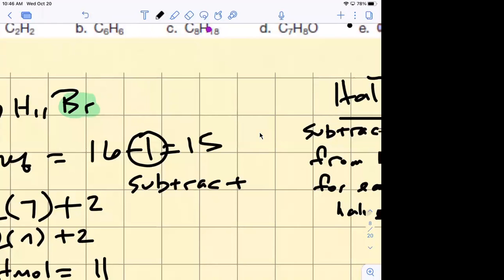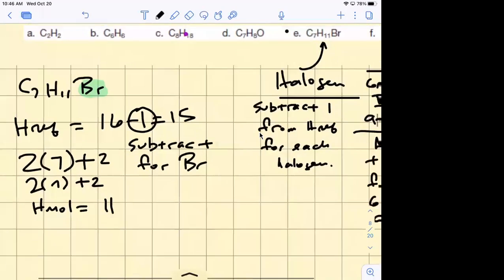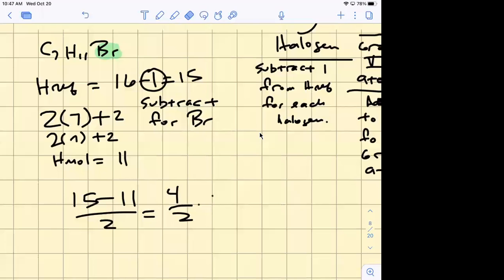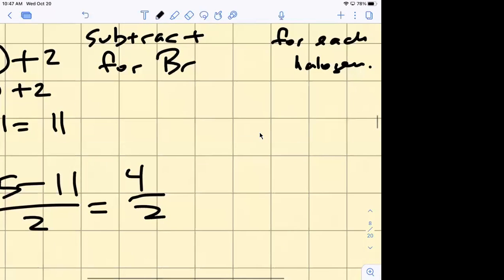And if you have 2 halogens, you'll subtract 2. If you have 3, you'll subtract 3. However many halogens are present, you're going to subtract 1 from HREF for each one of them. So that's going to be 15 minus 11 over 2, which is 4/2, which is 2. So that's 2 degrees of unsaturation.